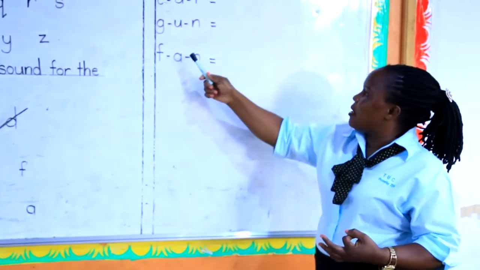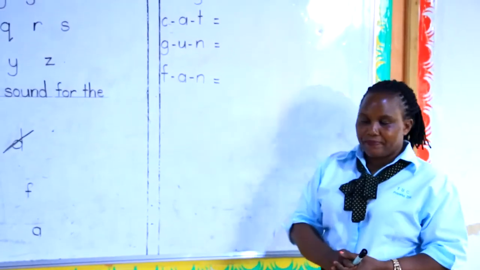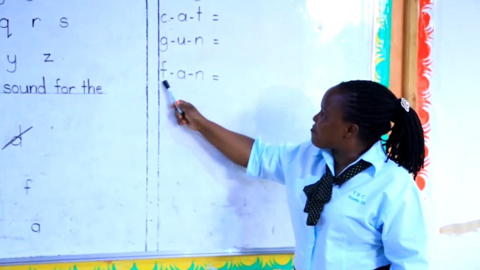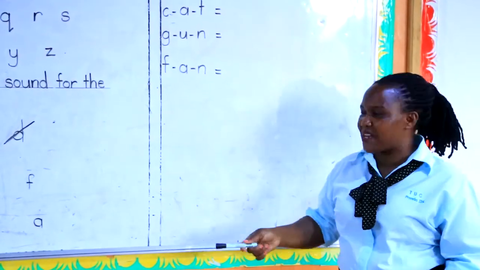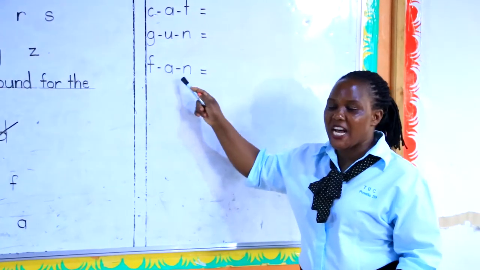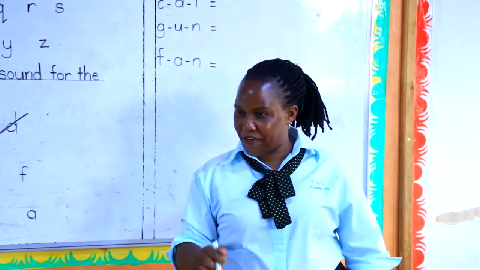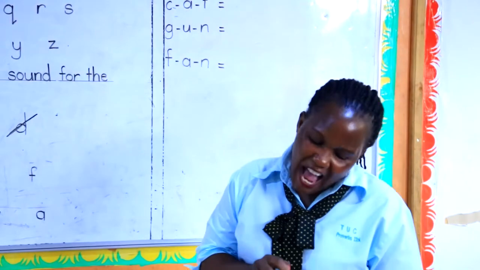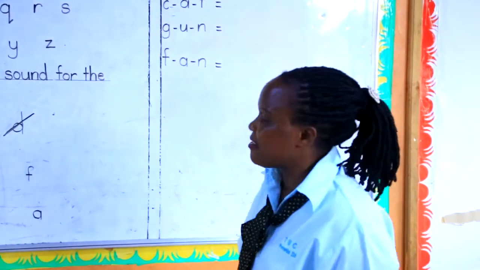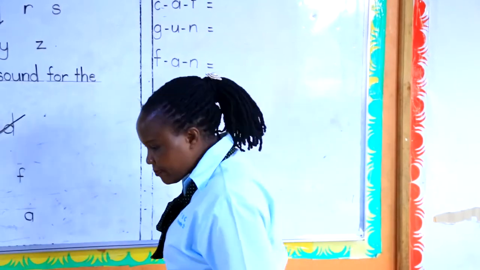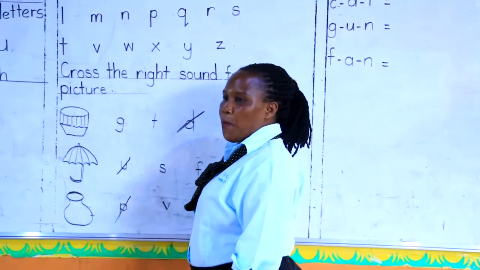Good. We are here. Let's blend this one. Fun. Everybody. The word fun using our fingers. Fun. The word is fun. How many letter sounds are those? 3 sounds. Close your eyes. Blend the word fun.